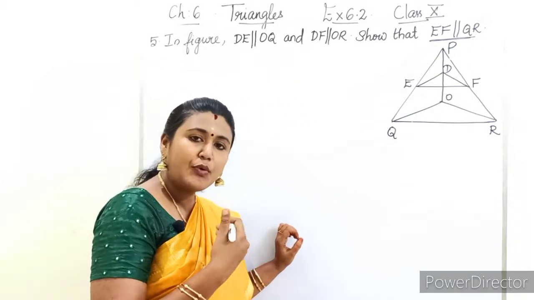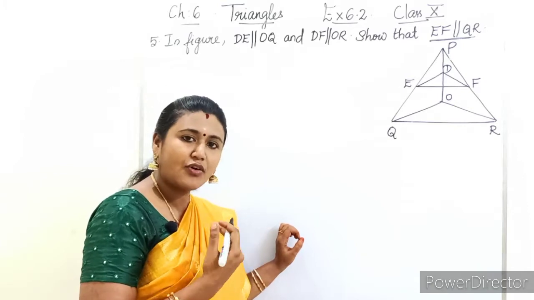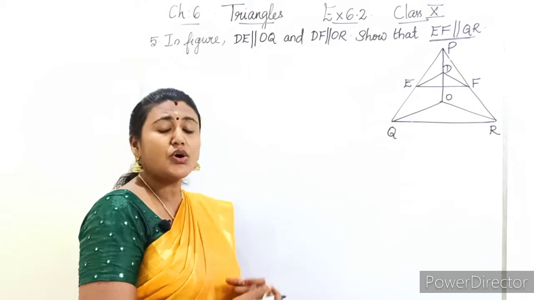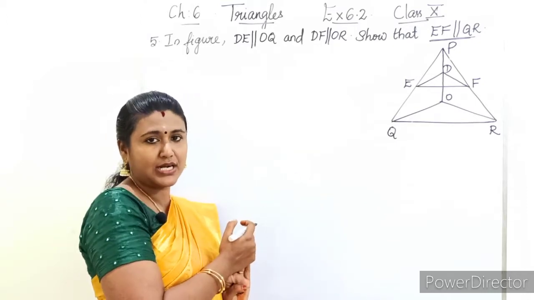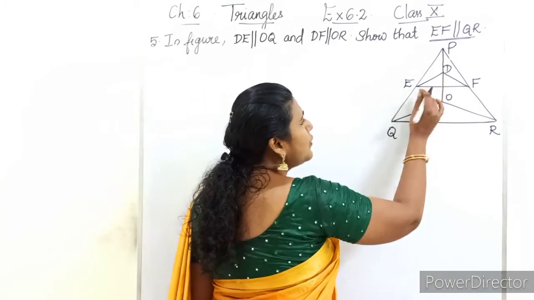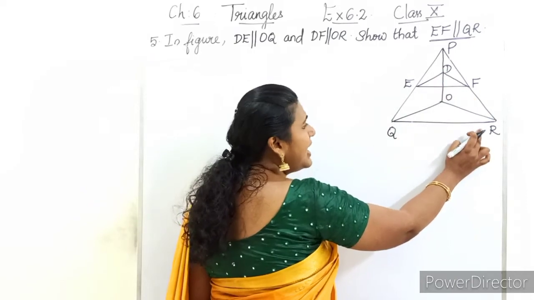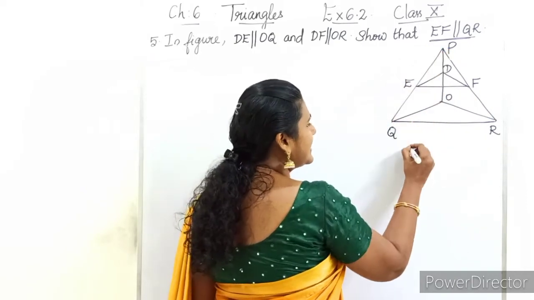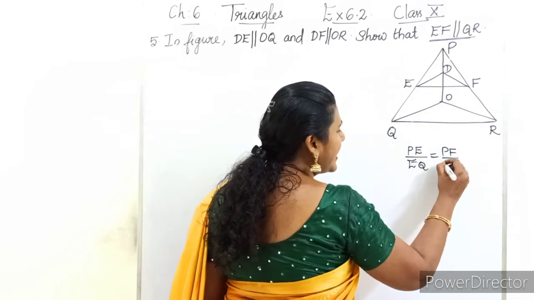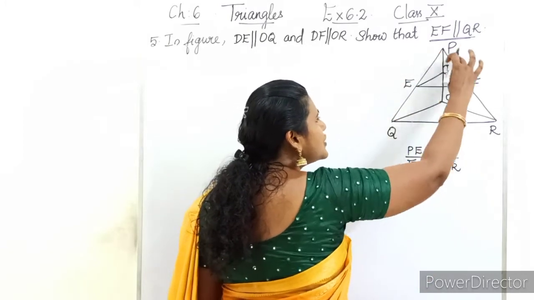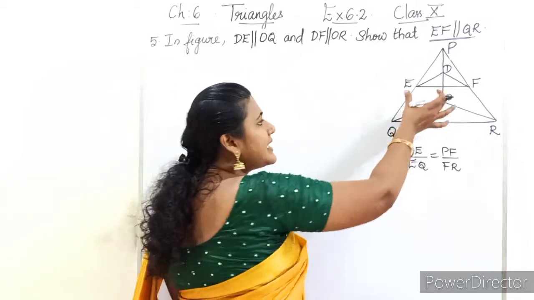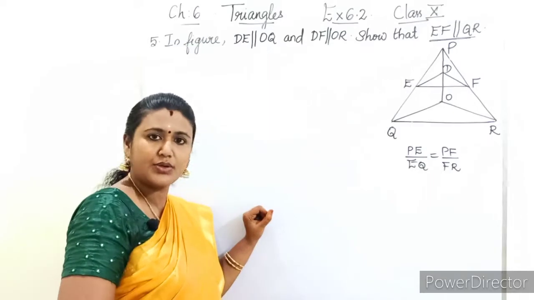Suppose if you want to prove parallel condition of two lines, you have to use converse of basic proportionality theorem. So how can we use converse of basic proportionality theorem? First you tell me what is converse of basic proportionality theorem. So if you want to prove these two lines are parallel, first you should prove the condition, that is PE by EQ is equal to PF by FR. If you are able to prove these two ratios are equal, then by the converse of basic proportionality theorem we can say that the line EF is parallel to QR.